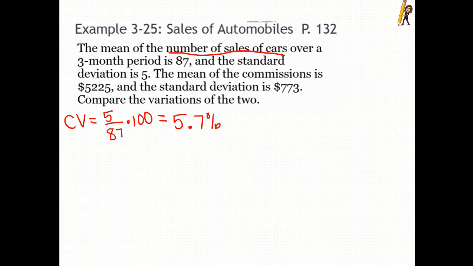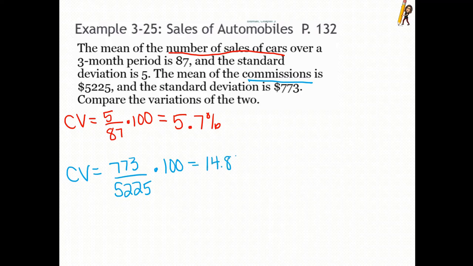I'll grab a different color here. Let's do blue for the commissions CVars. So again, the standard deviation is 773 divided by the mean, which is 5,225. All times 100 will get us a percent of 14.8. When they say compare the two, all we're trying to say is that the commission's CVars percentage is the one that is more variable.